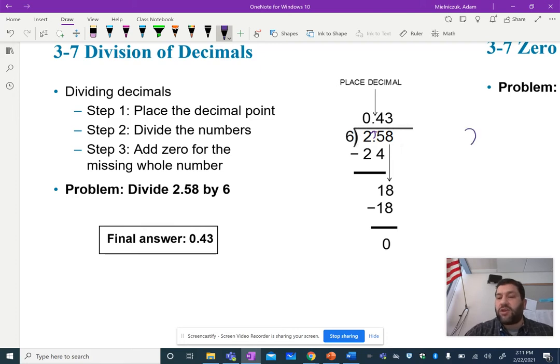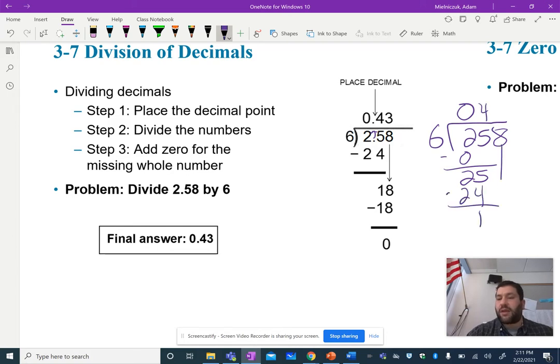So if we had 258 divided by 6, well, we'd say how many times does 6 go into 2? It doesn't, right? So 0 times 6 is 0. We subtract, we get 25. How many times does 6 go into 25? 4 times. 4 times 6 is 24. We subtract, we bring down. How many times does 6 go into 18? 3 times. Okay, and we would get 258 divided by 6 is 43.